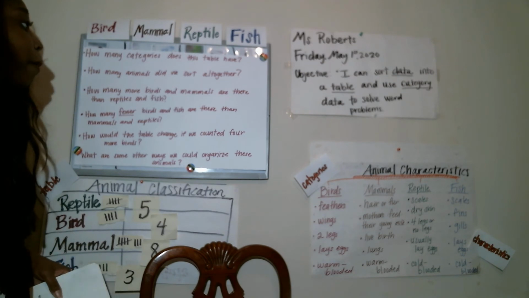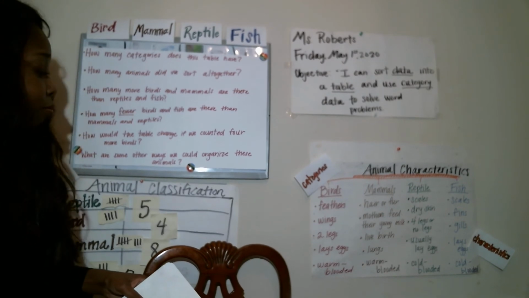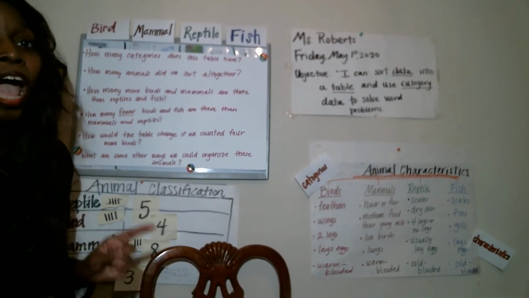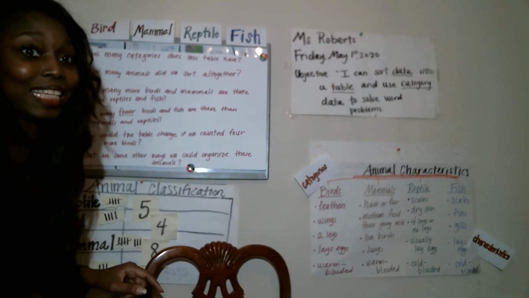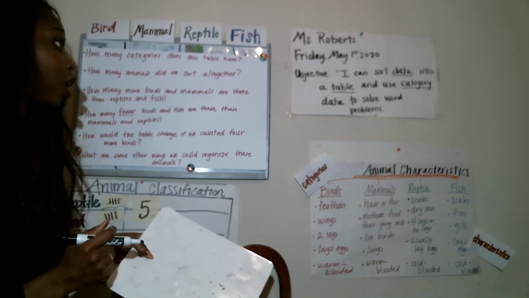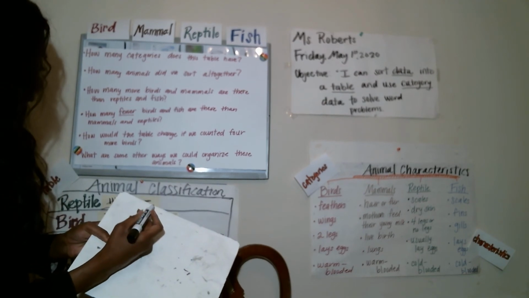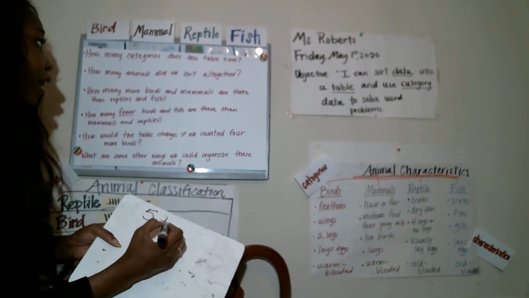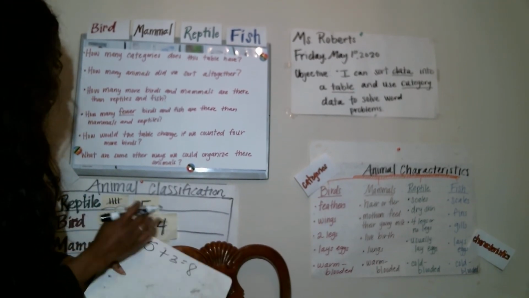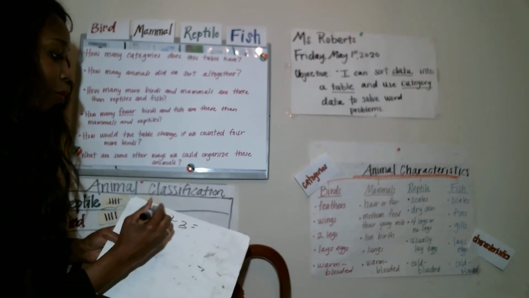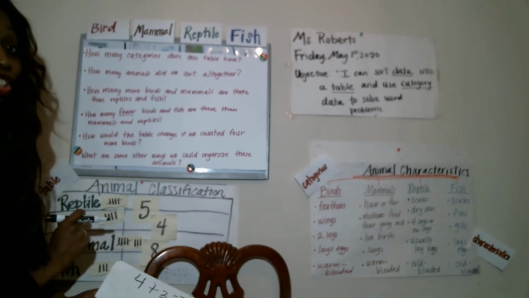How many fewer birds and fish are there than mammals and reptiles? Okay, the same kind of thing. However, you see this word fewer. Fewer tells us what? That it's going to be less. Very good. So we are going to subtract. We still see that than, which is comparing. So there are 4 birds, sorry, 4 birds and 3 fish, which makes 7. See, it's good to check your work.